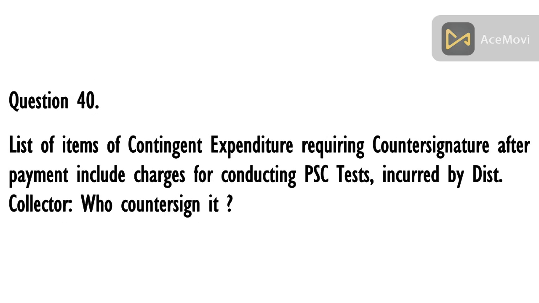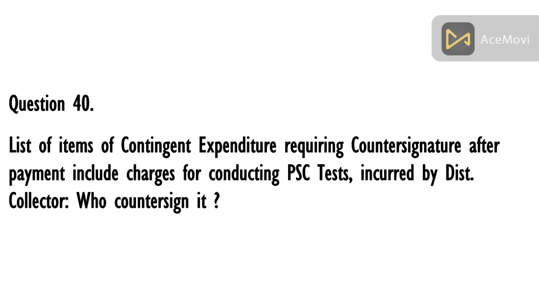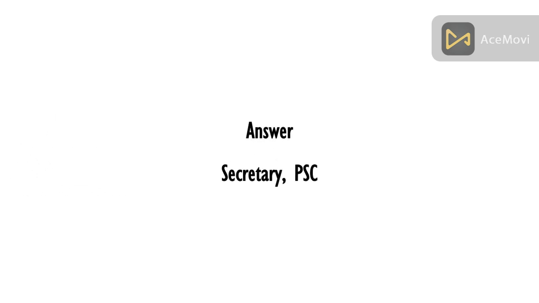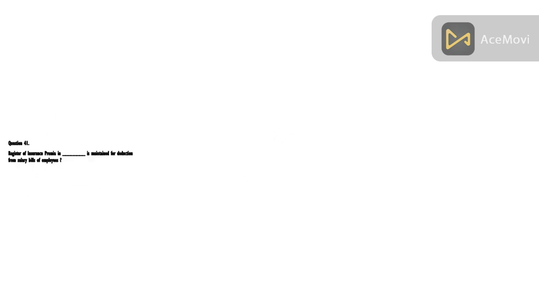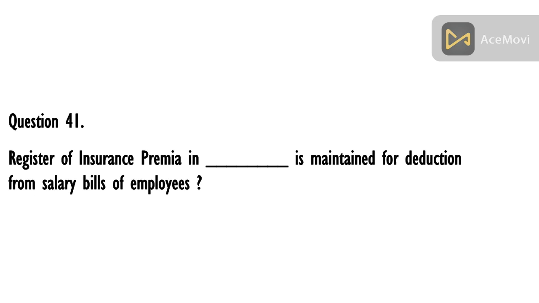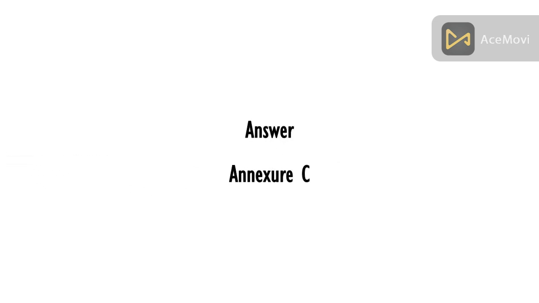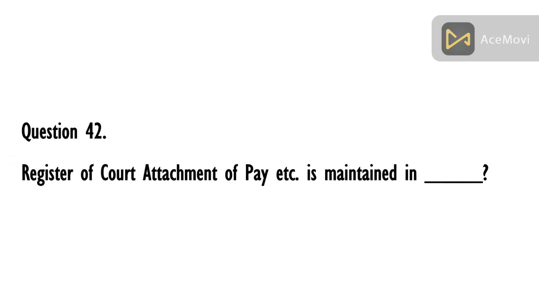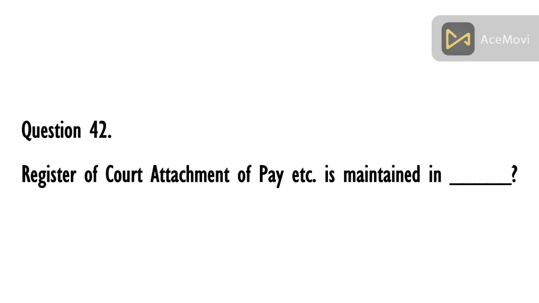Question 40. List of items of contingent expenditure requiring countersignature after payment include charges for conducting PSC tests incurred by the Secretary, PSC. Question 41. Register of Insurance Premia is maintained for deduction from salary bills of employees. Answer: Annexure C. Question 42. Register of Court Attachment of Pay etc. is maintained in Form 4A.